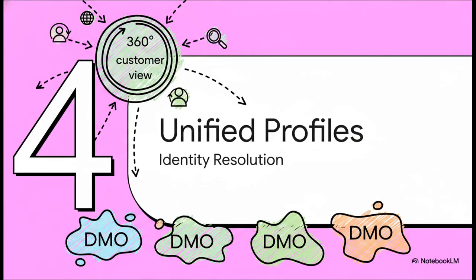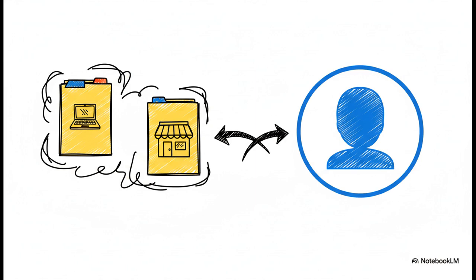Section 4. Creating unified profiles. Identity resolution in action. Let's see how this solves our core problem. Let's say you have disparate records. Imagine a customer who's signed up on your website, right? But they also have a totally separate record from your in-store loyalty system. They exist in two completely different DLOs.